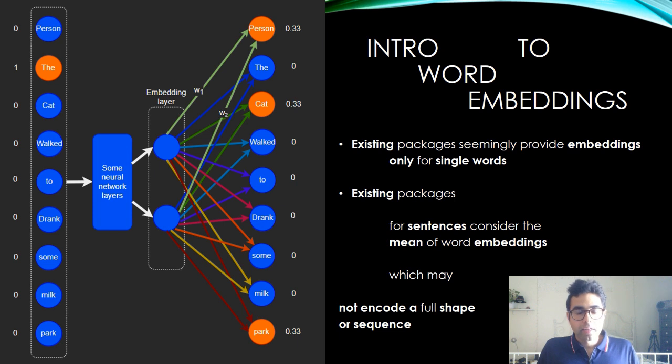Existing packages currently only seemingly provide embeddings only for single words. So existing packages, when attempting to express sentences, may only be taking the mean of the word embeddings, which may not fully encode a full shape or sequence.